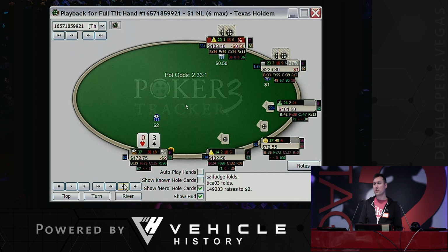This is 10-3 offsuit. If you know anything about Texas Hold'em, 10-3 is one of the worst hands you can have. They're not suited, they're not connected, they're not big cards. Every poker book in the world says when you get this hand, just fold, just fold, just fold. Except I don't fold. The hand starts with me raising 10-3 offsuit.